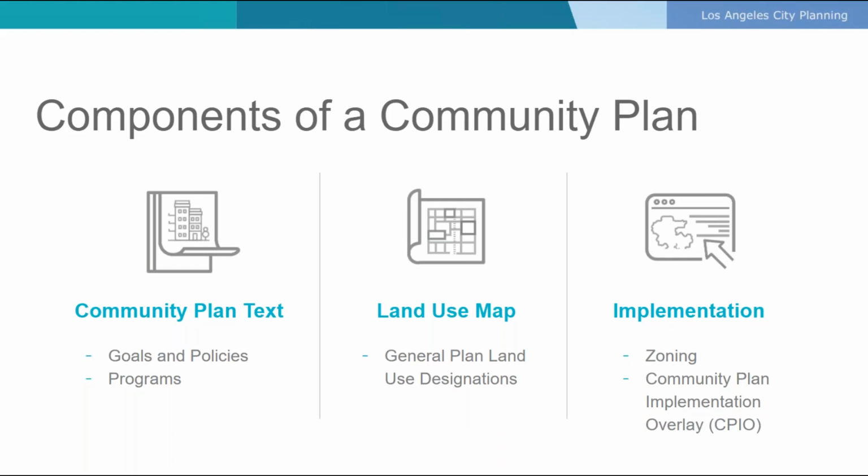Each community plan consists of a policy document and a land use map. The policy document, also known as a community plan text, lays out the community's goals, policies, and programs, while the land use map identifies where certain uses, such as residential, commercial, and industrial, are permitted. Zoning and community plan implementation overlays, or CPIO, then implement these policies. CPIOs are specialized zoning tools that are customized to fit the needs of individual neighborhoods. They further regulate different aspects of proposed projects.